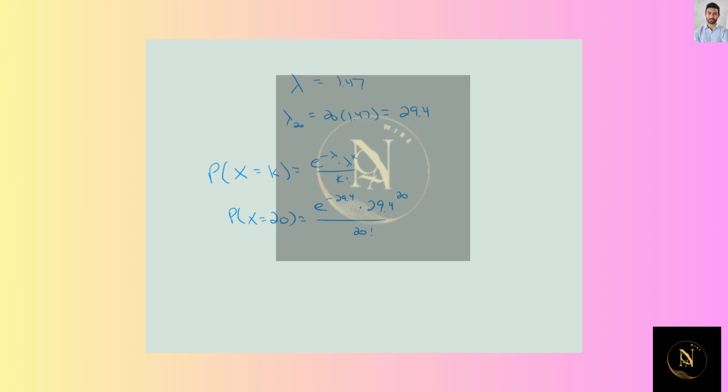And this calculates to 0.0163. You want it to 6 decimal places though. 0.016314.